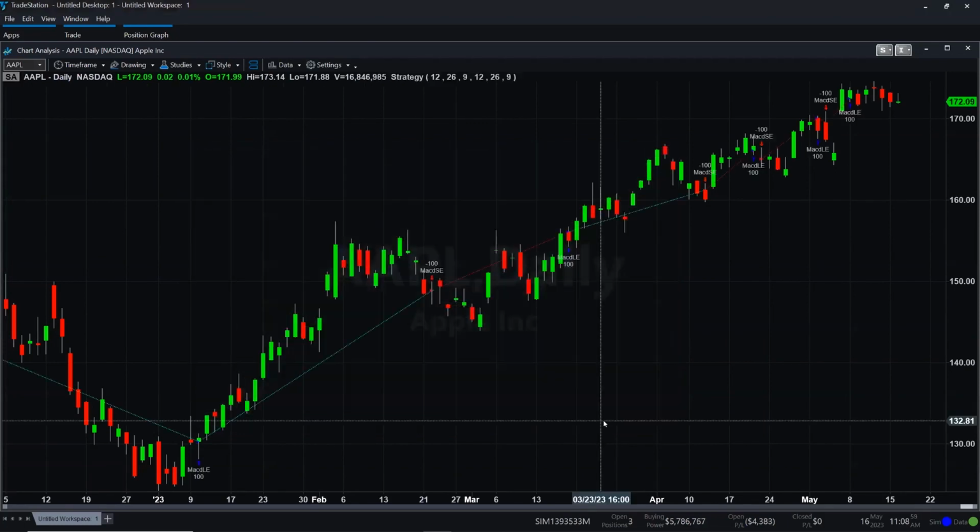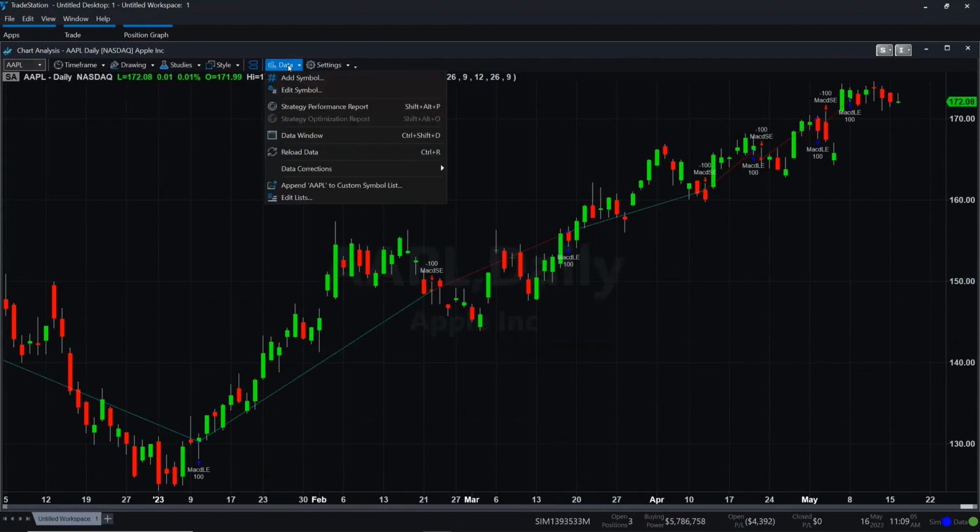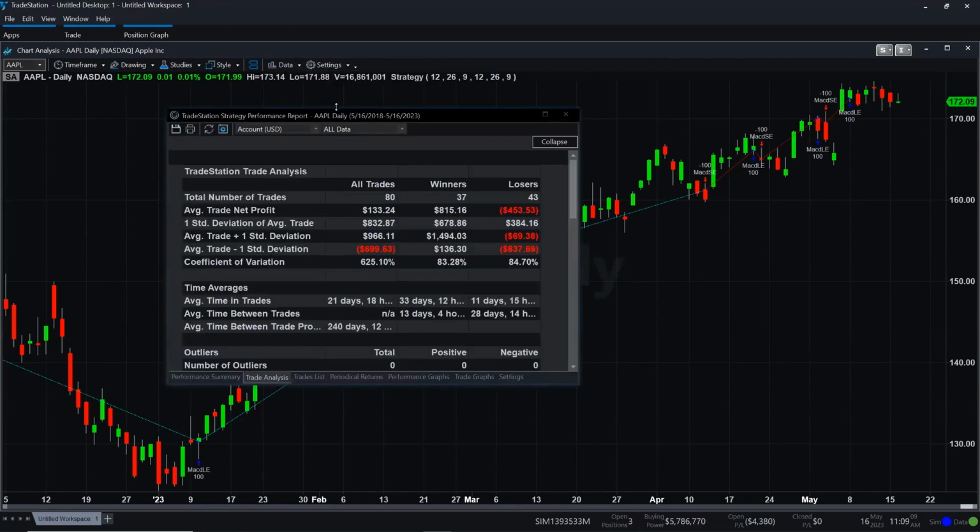Let me click OK. The strategy goes on the chart. All you need to do is go to the data menu right here on the top of the chart and go to the strategy performance report. So as quickly as that, we went from zero to having a strategy on the chart and the strategy performance report giving us a full evaluation of the strategy. So let's take this step by step.